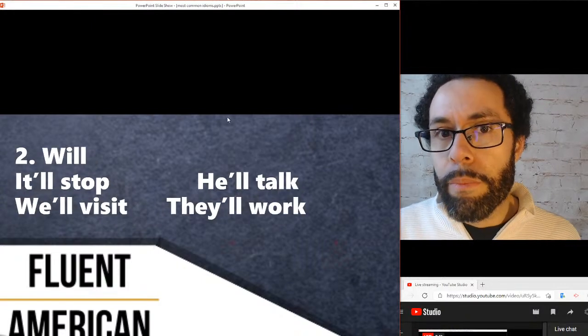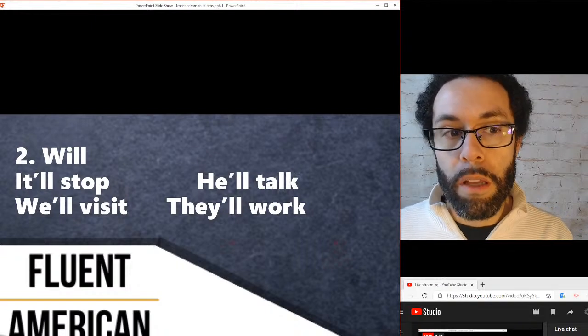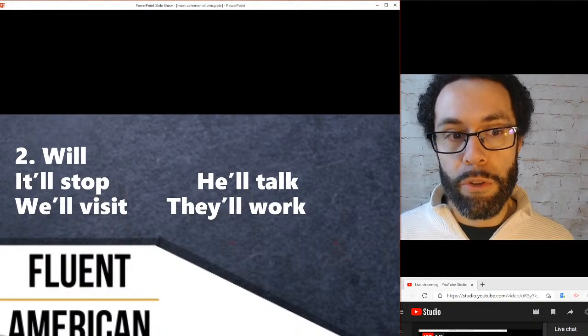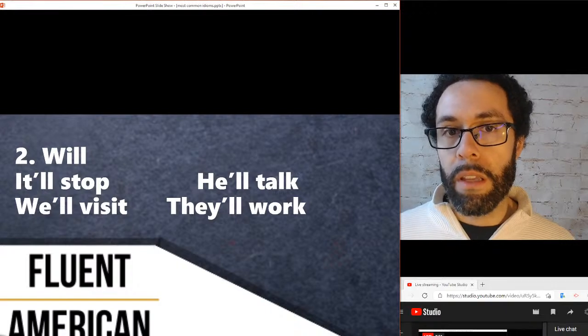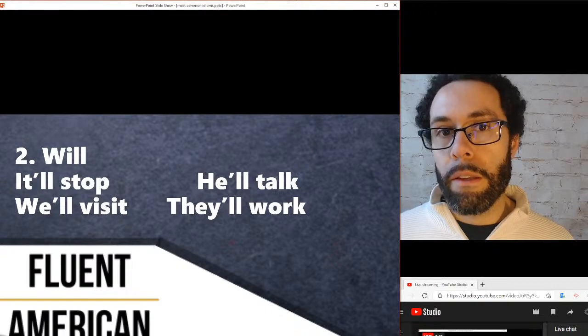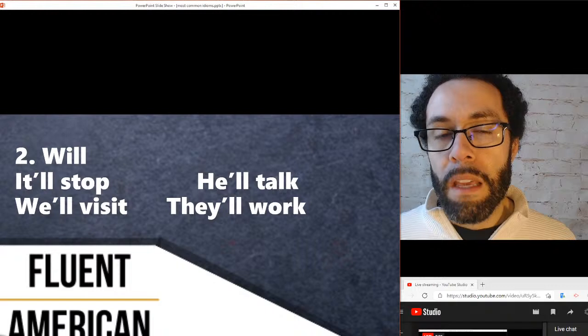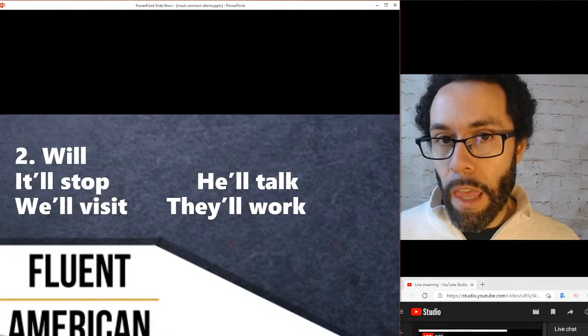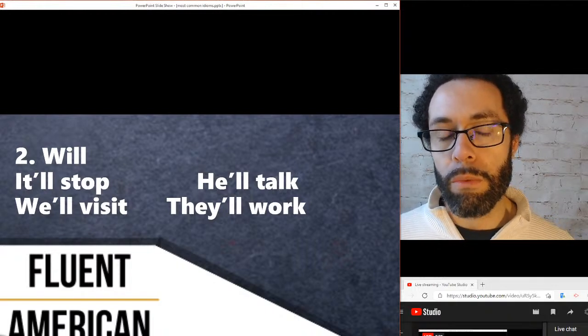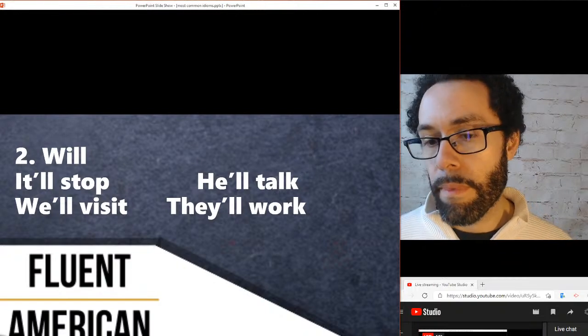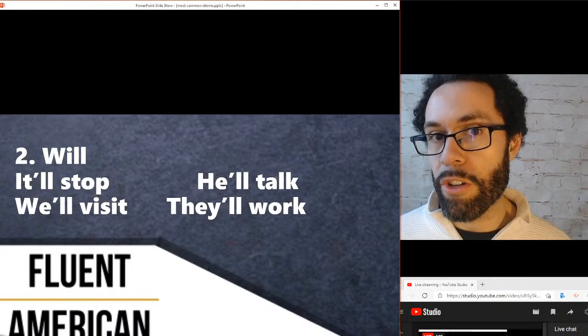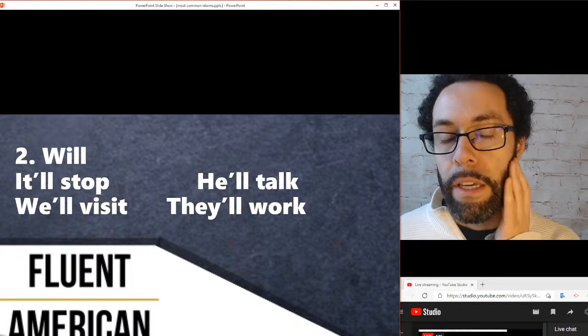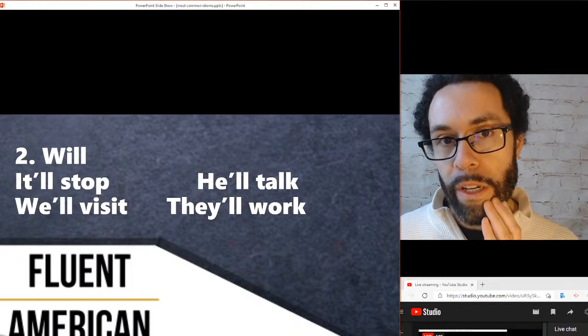Our next group involves contractions with the verb will, so you're going to talk about the future. For instance, that first one, it'll stop. With it'll, you can use a dark L. In fact, with all of these contracted forms of will, you can use a dark L where you're just kind of raising the back of your tongue and lowering the front of your tongue.